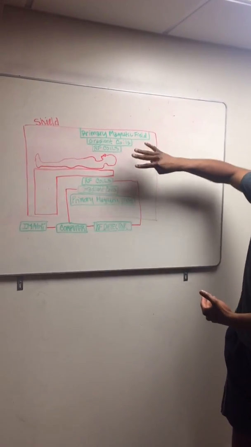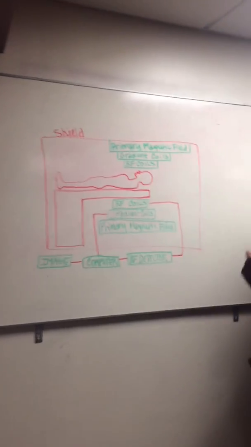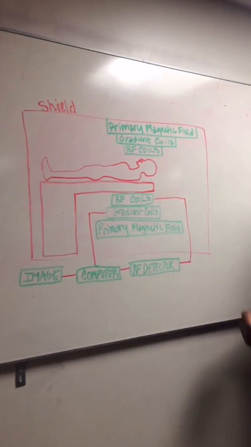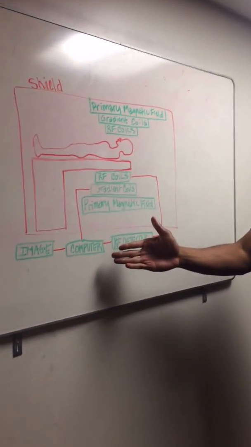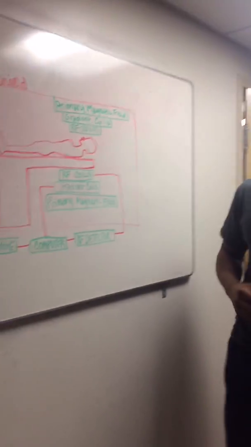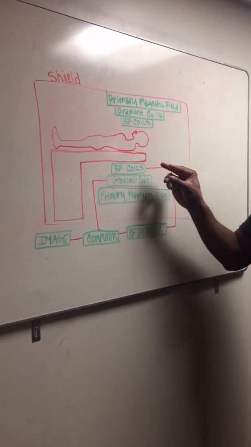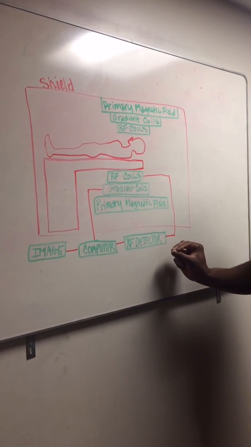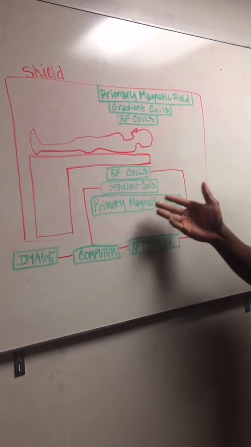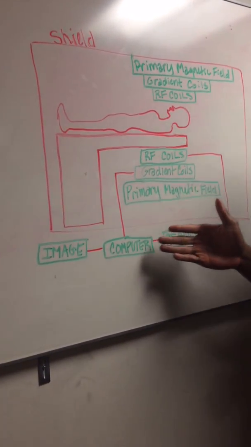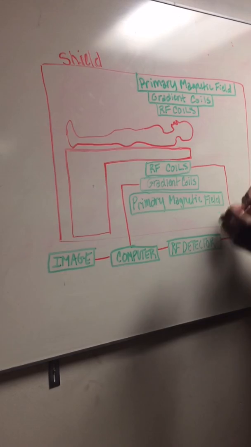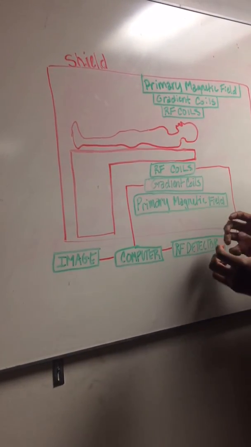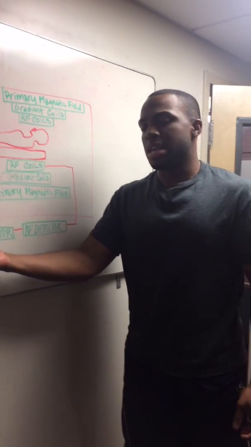Here you have the four main components: the primary magnetic field, the gradient coils, the radio frequency coils, and the computer system. Clearly the radio frequency coils are connected to the radio frequency detector. The gradient coils are connected to the computer system, and together they form a circuit system that will come to a reconstruction of the image.